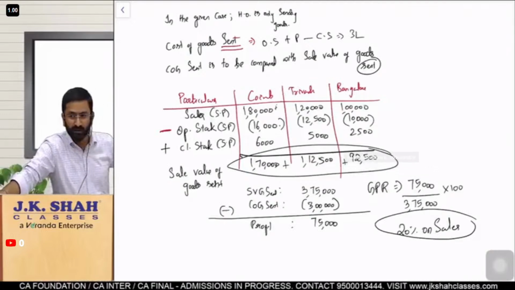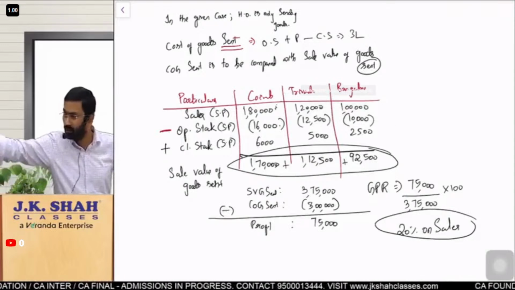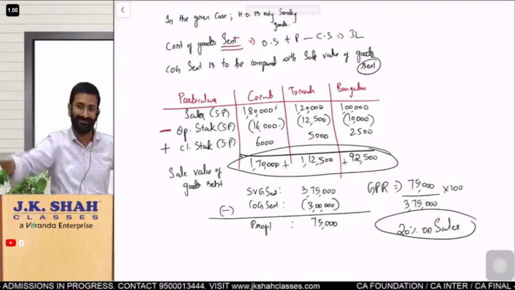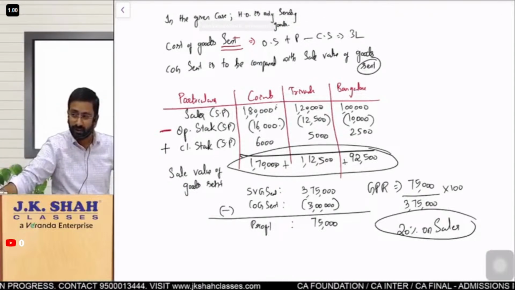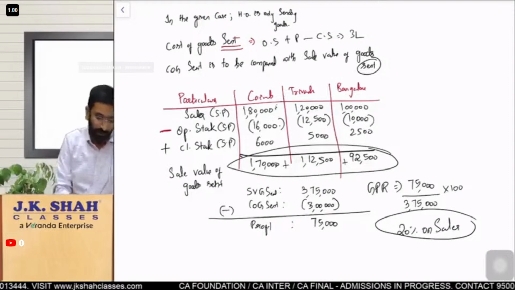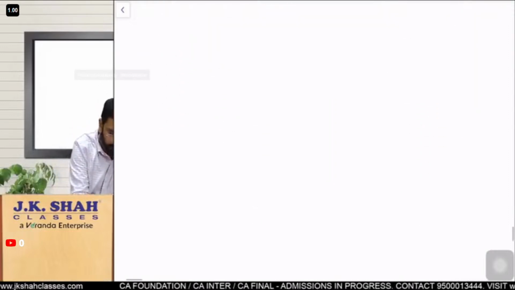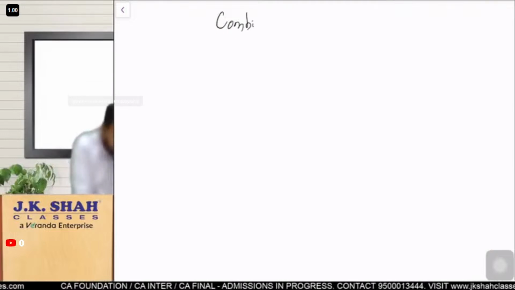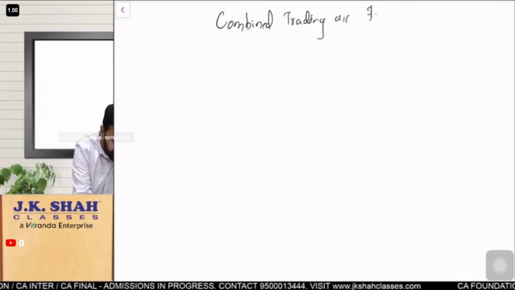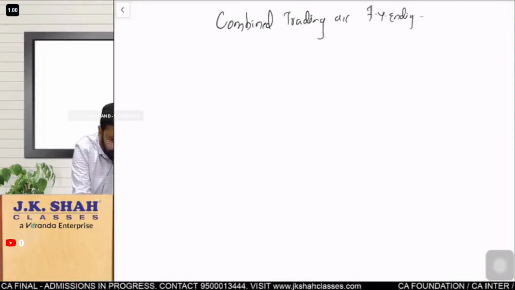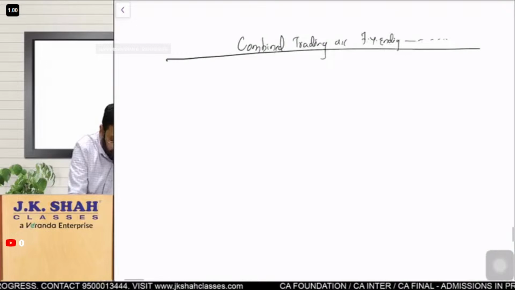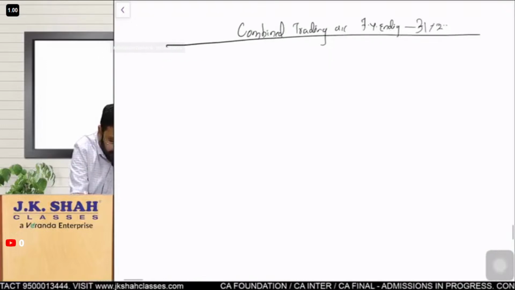Why did I remove opening stock in this? It's a part of sales but sent in last year. Why did I add closing stock? It's not a part of sales but sent in the current year. Clear? Now the trading account will be made. So combined trading account for the year ending... Have they given the date? Year ending 31st March 14.